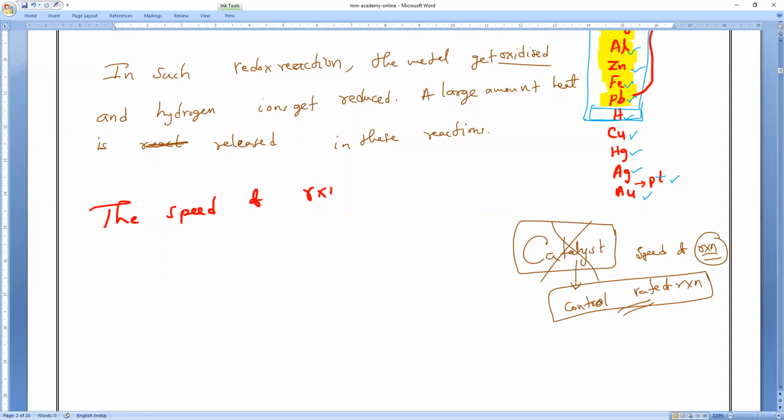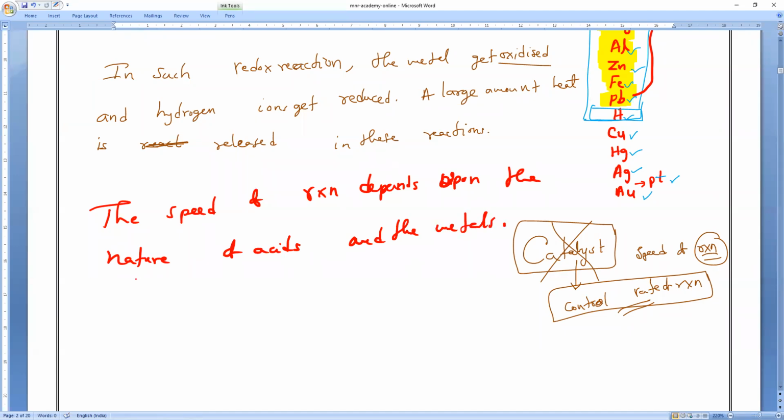The speed of reaction depends upon the nature of acids and the metals. Are we all writing the notes? Today we will study only these two properties. Nature of acids and the metals. Generally, who will react faster? Mineral acids react faster than others. That is what you have to remember.